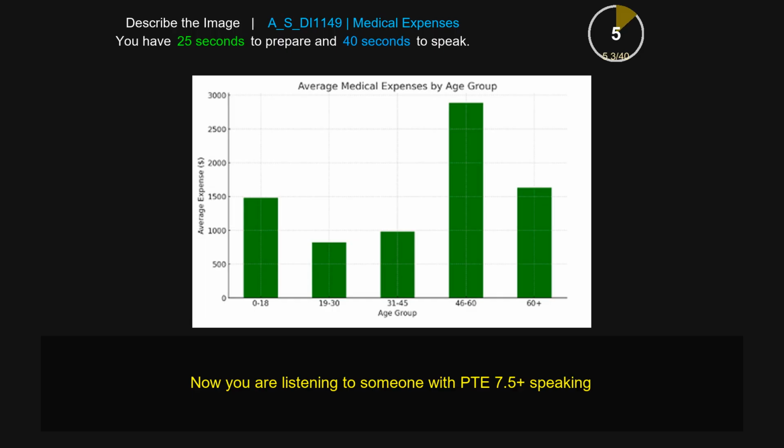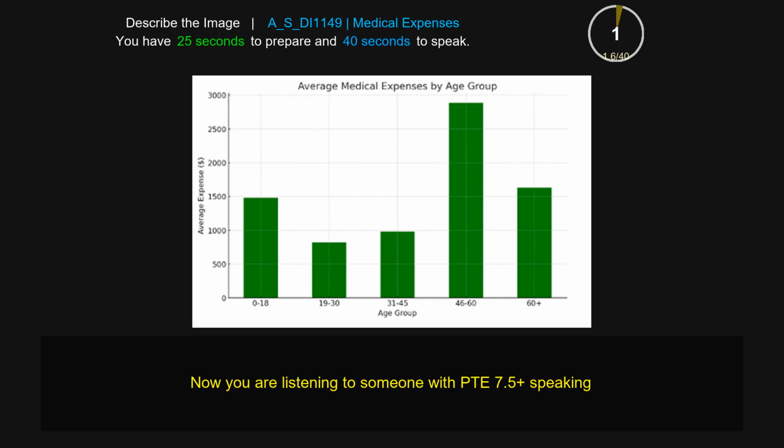The bar graph gives information about average medical expenses by age group. On x-axis there is an age group from 0 to 18, 19 to 30 and 60 plus, while y-axis talks about average expenses in dollars such as $500, $1,000 and $3,000. The maximum value was for the age group 46 to 60, which was just below $300,000, whereas minimum value was for 19 to 30 age group, which was just below $1,000. The value for the age group 31 to 45 was just $1,000, whereas 0 to 18 age group accounted for $1,500.